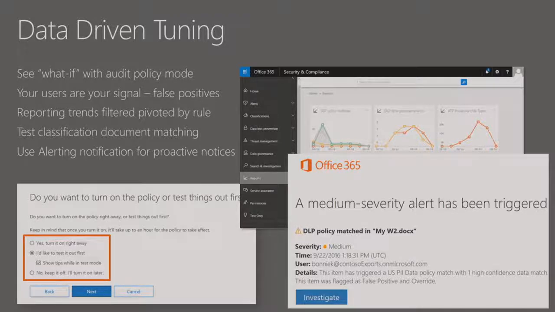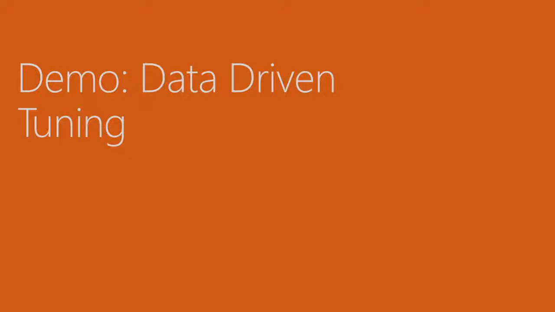We also have signals from our end users, where end users can communicate in all the various experiences that this is a false positive. You will see those signals back in our reporting capabilities to let you know that you're hitting false positives and maybe you should act on that. We already used the test classification document matching technique that Wes showed, and I've also used alerting in my first example. So let's just do a very quick demo. I think we have maybe 3 minutes for one.